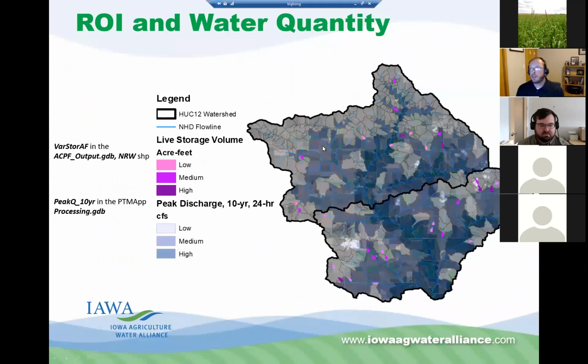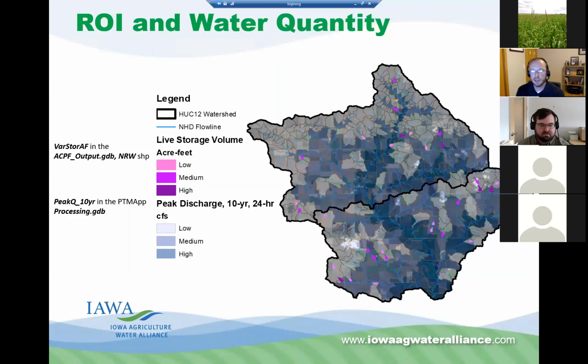Now I'm going to start transitioning and show you some of the information that's already ingrained in both ACPF and PTM app that could help start some of those discussions around water quantity. I want to be very fair as I start into this section. I am not presenting a hydrologic model. So this by no means takes the place of some of the hydrologic modeling that's been done within the region, in the state, and even in this area.